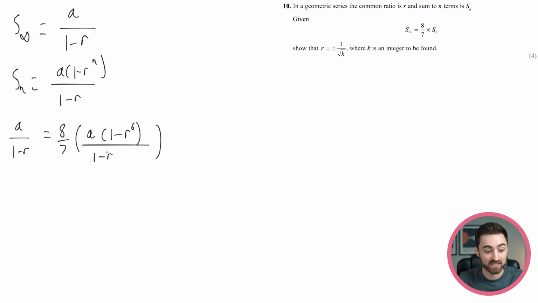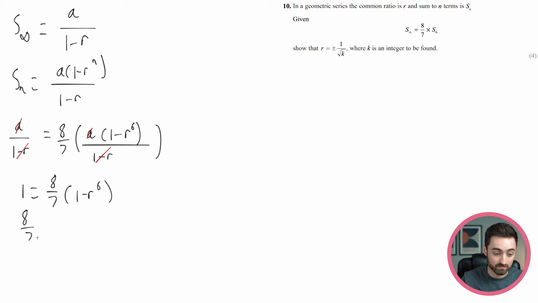So first thing I'm noticing is, look at these A's, they can cancel. Look at these 1 minus R's, they can cancel, so it's actually getting quite easy now. I'm left with 1 on the left hand side, aren't I? So I'm going to have 1 equals 8 over 7 multiplied by 1 minus R to the 6. Already a lot simpler. I'm going to multiply by 7, divide by 8 to get 8 over 7. Ooh, not quite, to get 7 over 8. We all make mistakes, we just got to find them. So 7 over 8 equals 1 minus R to the 6, because I'd just be left with 1 there now.